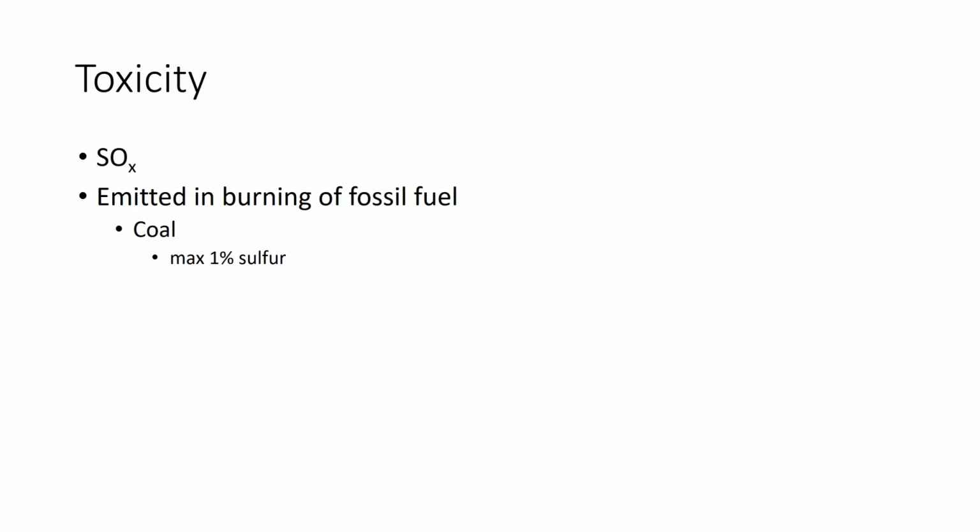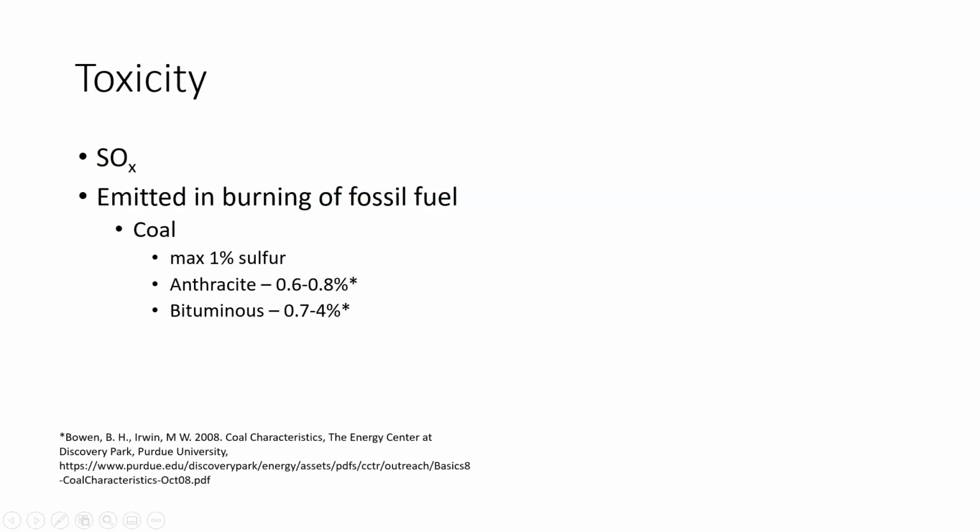Sulfur actually is important in here. And when we look at these materials, we talk about different types of concentrations. In coal, there's a difference between anthracite coal, which is hard coal, and bituminous coal, which is soft coal. Bituminous coal has more sulfur in it than the anthracite.